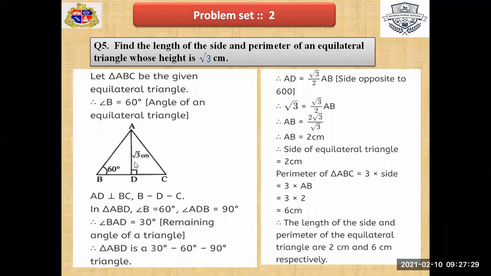We have the value of AD, that is the height, which is equal to the side opposite the 60 degree angle. Then from this, we find the hypotenuse AB. AB is equal to 2 centimeters. Then we get the sides, and then we apply the formula for the perimeter of triangle ABC.